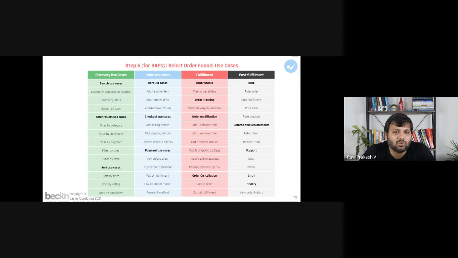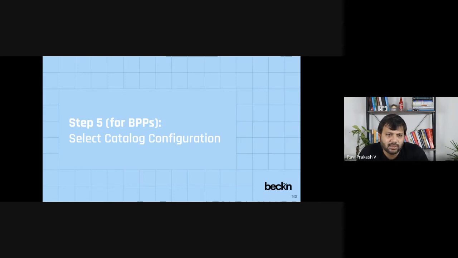What all items do you want to allow the user to rate? What all items do you want to allow the user to get support for, etc.? Those kinds of use cases you can select, and you can go to the next step after that, right? There is a similar sort of selection process for BPPs, but it's more about configuring how your catalog looks like, and less about what are all the ways you can do search.